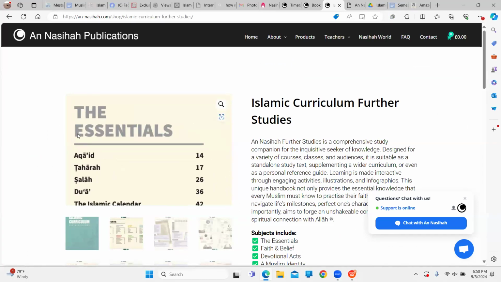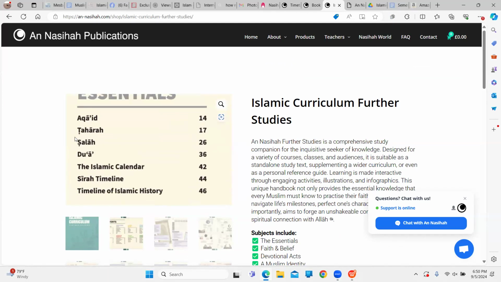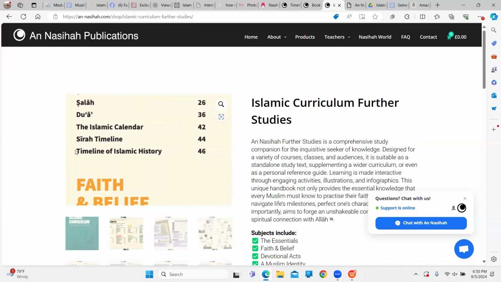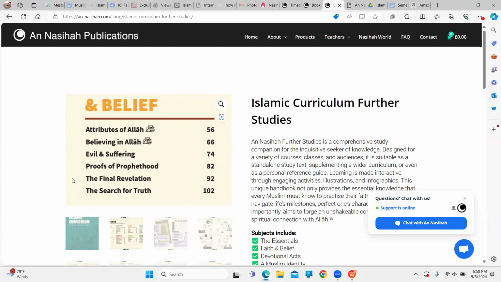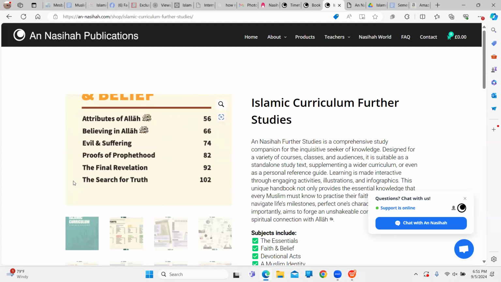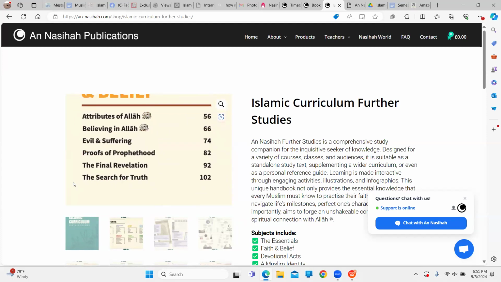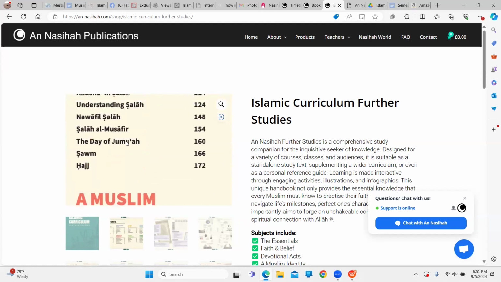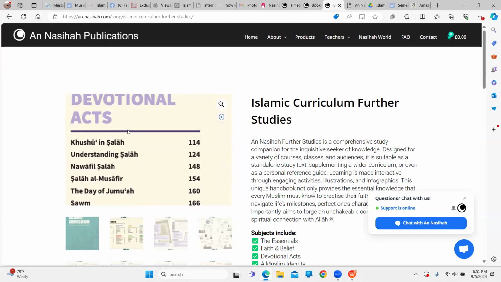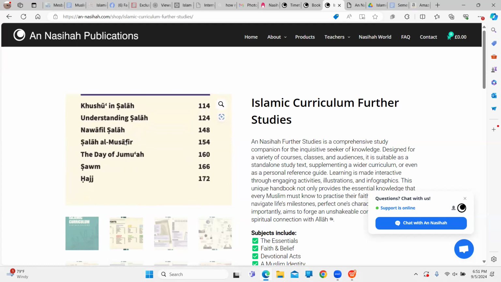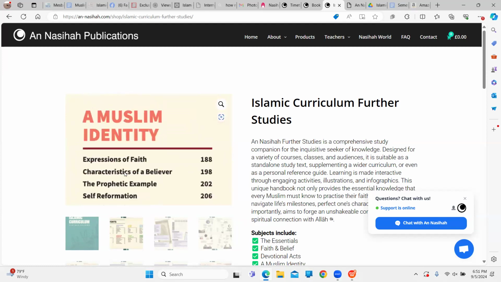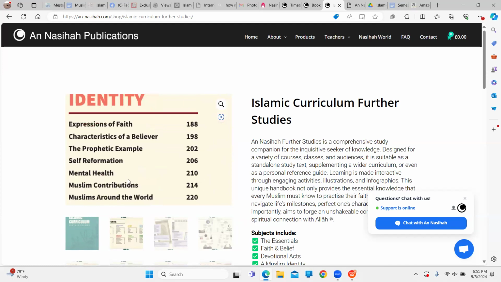Here, they will learn about the essentials of Islam, Aqidah, Tahara, Salah, Dua, the Islamic calendar, Sirah, and history. Then under Iman, they will learn Sifat, Asma wa Sifat. Then they will learn about evil and suffering, Dala'il al-Nubuwwah, the final revelation, and the search for the truth. In Ibadah, they will learn Khushu in Salah, Salah of the Musafir, the day of Jum'ah, Sawm, Hajj. Then they have Muslim identity.